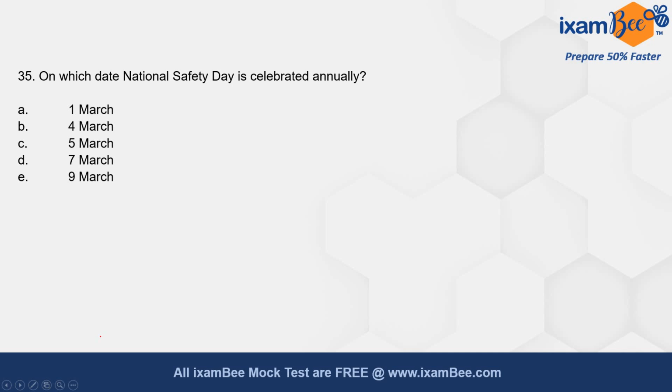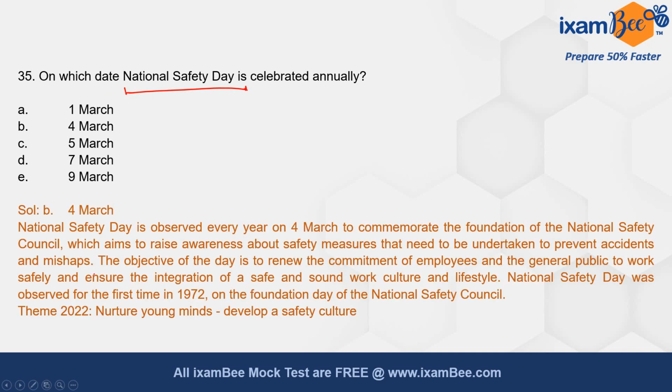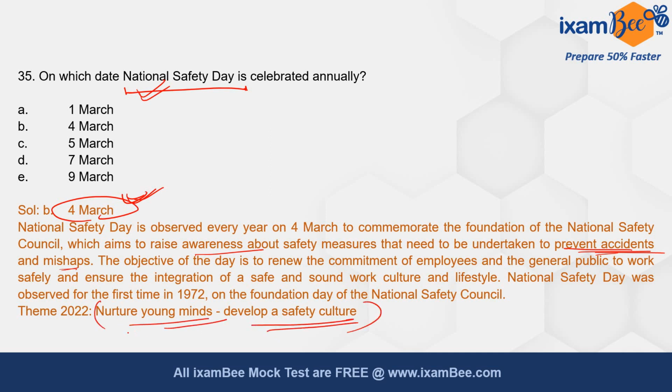On which date is National Safety Day celebrated? Factual information: National Safety Day is celebrated on 4th of March. 4th of March को National Safety Day हम celebrate करते हैं. Why we celebrate this? To raise awareness about safety measures that need to be undertaken to prevent accidents and mishaps. ठीक है, एक्सीडेंट्स रोकने के लिए जो सेफ्टी मेजर्स वी नीड टू फॉलो उसका अवेयरनेस बढ़ाने के लिए ऑन एवरी 4th March वी ऑब्जर्व नेशनल सेफ्टी डे. इस साल का थीम क्या था? Nurture Young Minds, Develop a Safety Culture. ठीक है, प्लीज रिमेंबर दिस ईयर्स थीम वाज Nurture Young Minds, Develop a Safety Culture.